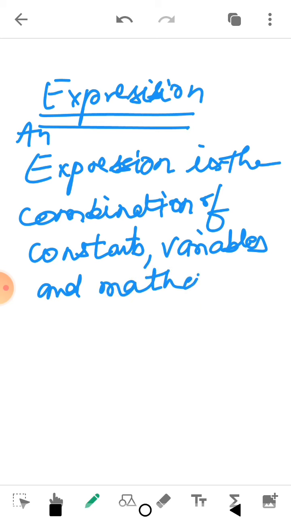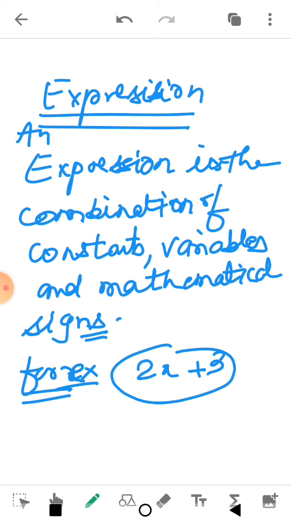Okay, for example, 2x, constant and variable, plus sign is the mathematical sign, and 3. This is the expression. 2x plus 3 is the expression. 2x square plus y plus z is also an expression. Okay, expression is the combination of algebraic terms, that means constant terms, variables and positive sign, negative sign, divide, multiply. Have you understood?